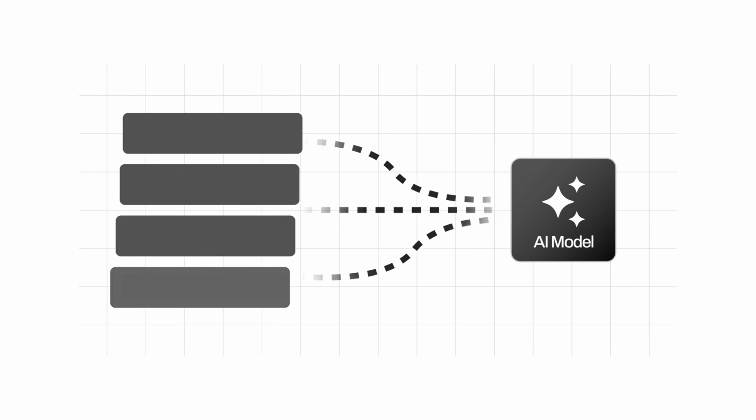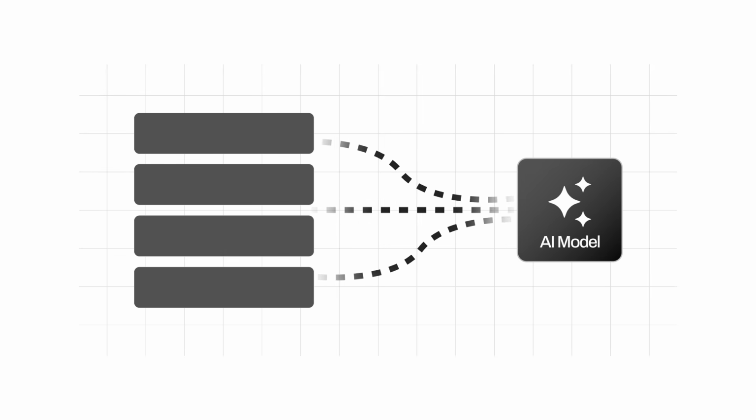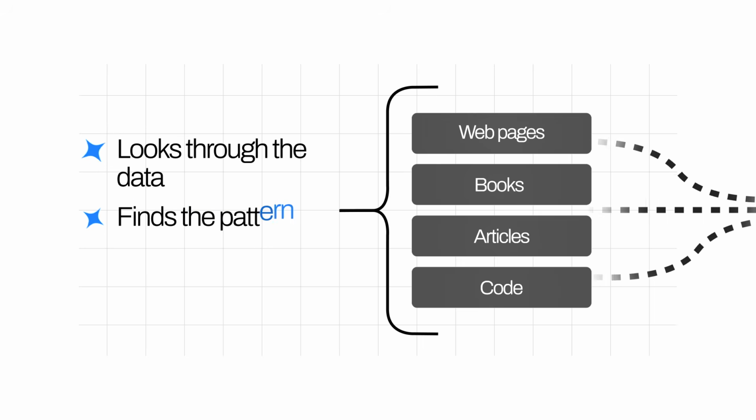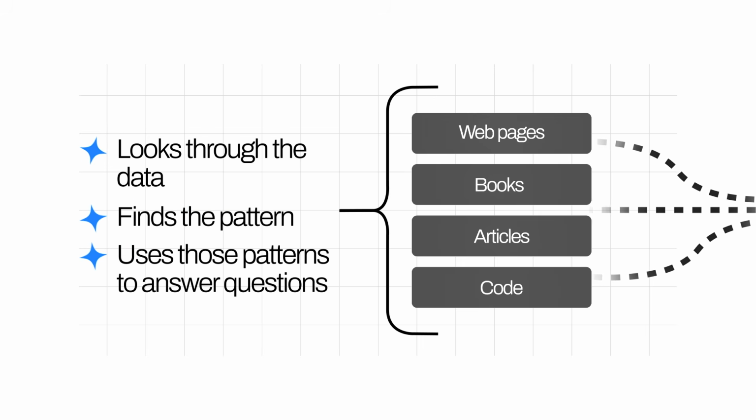Training is the process of giving a model data so that it can learn. This could be web pages, books, articles, code, anything. When the AI looks through that data, finds the patterns, and then uses those patterns to answer questions, that's called machine learning.